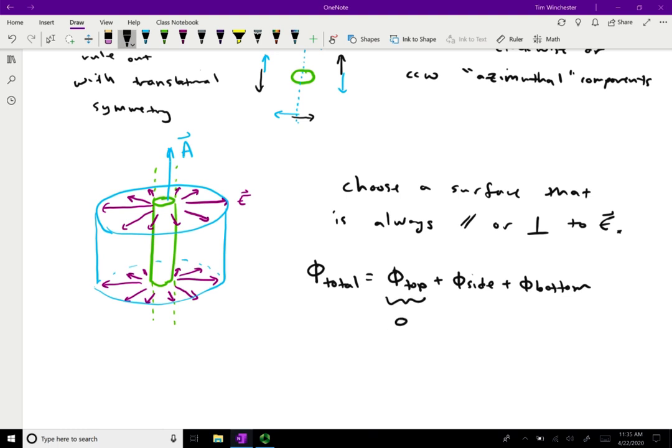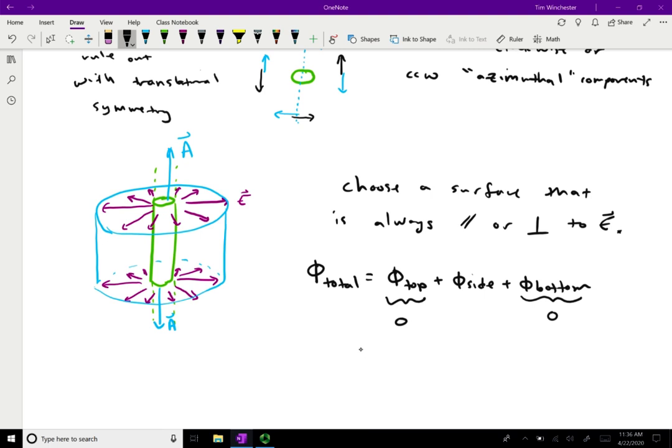Similarly, for the bottom, the area vector points downwards, which means that the flux through the bottom is 0 because the electric field is perpendicular to the area. Okay, so the total flux is just the flux through the side.